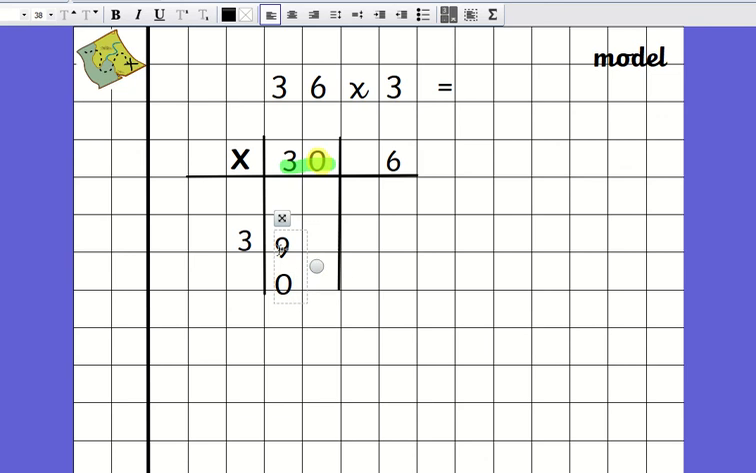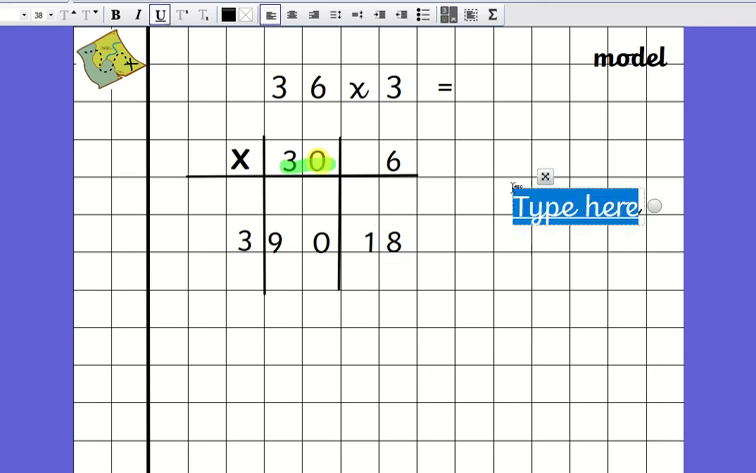Oh dear, 90. It's not letting me put it in today. There we go, 90. 3 times 6, well we can all do 3 times 6, it's 18. And then it's even easier to do your column method. So you would do, if you can do it in your head, that is fine. Numbers like this can be easy to do in your head.